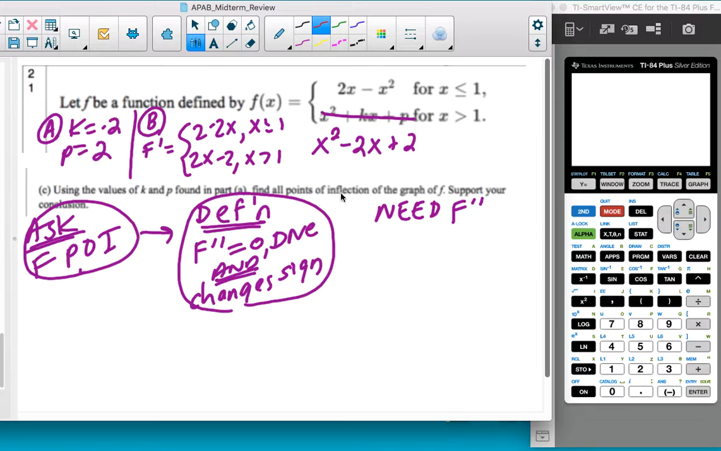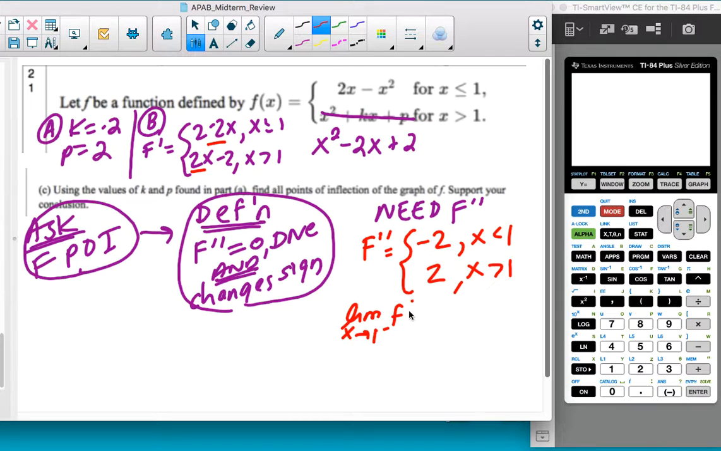So my f double prime is just going to be the derivative of that, right? Now, we're not sure that this function is differentiable at 1. Again, we know f was differentiable. We don't know if f prime is. So we're going to have to be careful to not put an equal sign here. So when I differentiate, I'm going to get -2 for x values less than 1. And when I differentiate this guy, I'm just going to get a 2. Well, those are definitely not equal, right? The limit as x approaches 1 from the left of f double prime very much does not equal the limit as x approaches 1 from the right.